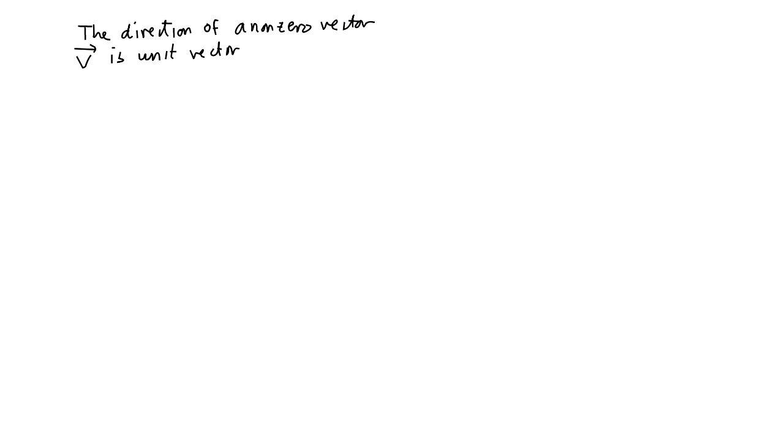Okay, the direction of a non-zero vector v is a unit vector. So we cannot talk about a direction of a vector, I mean, the direction of a non-zero vector, as something different from what? From a unit vector. It should be a unit vector.